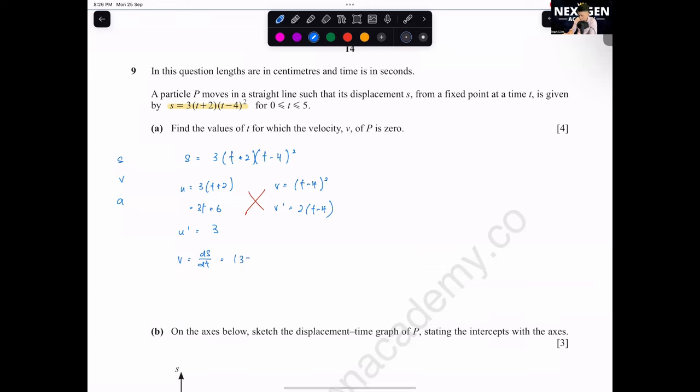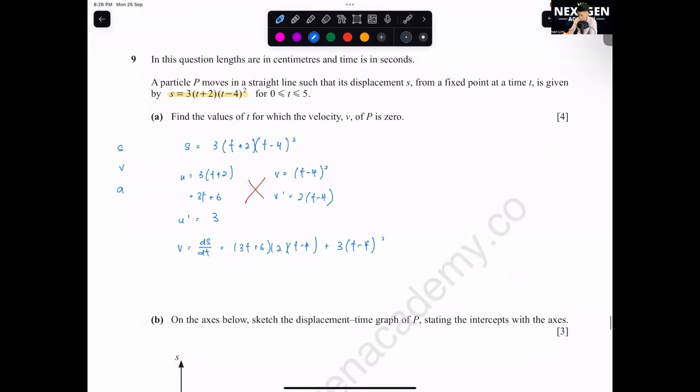So we will get (3t plus 6) times 2 times (t minus 4) plus 3 bracket (t minus 4) squared. I factorize out t minus 4, I'll get 6t plus 12 plus 3t minus 12, which I'll get (t minus 4) times 9t. They want when my V equals to 0. So V equals to 0, 9t times (t minus 4) equals to 0. t is equal to 0, t is equal to 4. So we got two values, t equals to 0 and t equals to 4.